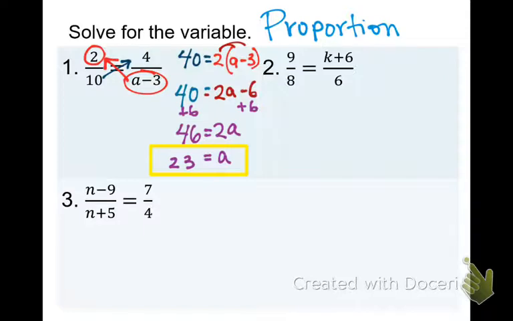All right, so we just keep doing that. We're going to cross multiply. So again, 8 times k plus 6. Cross multiply the other direction. 6 times 9 is 54. It's okay. It's all right. Distribute. We're going to have 8k.